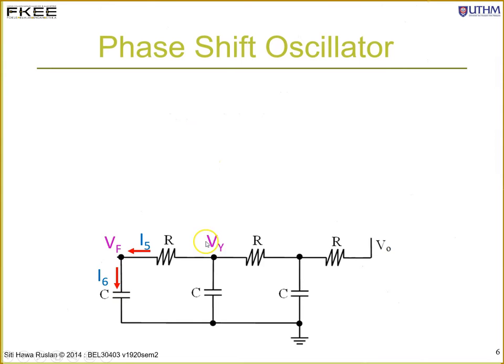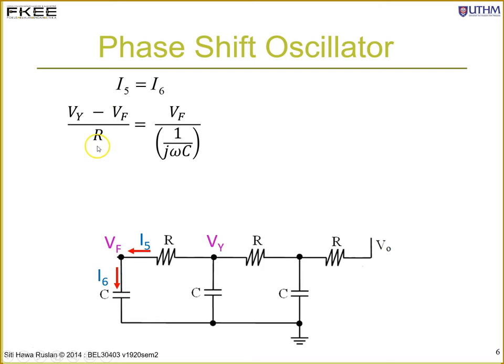Okay, now we define the voltage over here Vy. The current just now is I5 and I6. Applying the Kirchhoff current law, I5 equals I6. Since I5 is flowing from Vy to Vf, so I can write I5 to be Vy minus Vf divided by the resistance over here R, and it equals I6, which is the current flowing through the capacitor over here, which is Vf divided by the impedance of the capacitor over here. Actually, Vf minus 0, so I just ignore 0. Vf divided by 1 over j omega C.